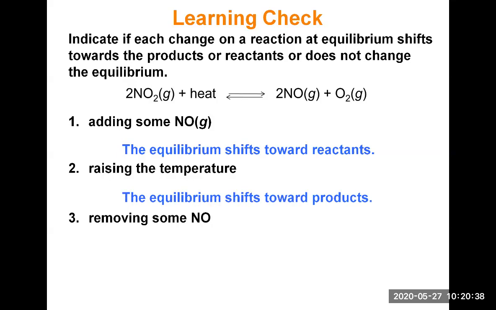And the third case, what would happen when you are removing some NO? Removing NO is like removing a product because NO is a product. So if you're removing a product, Le Chatelier's principle says that the equilibrium will try to replenish the product. And so to replenish NO here, you will need to have the forward reaction go on. And so this will favor the equilibrium to go towards the product and towards the right.